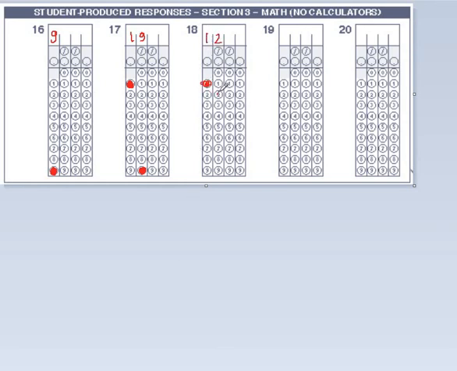1, 2. If you don't bubble correctly, you don't get credit for this part.